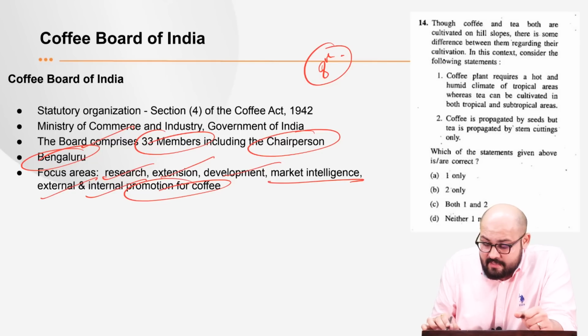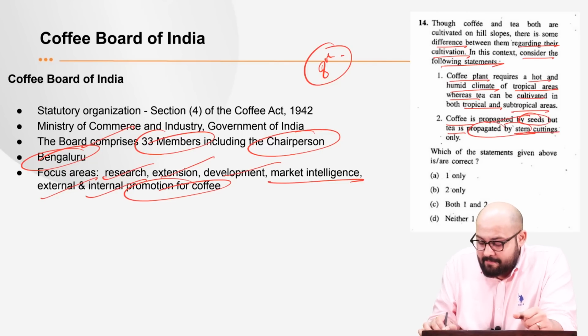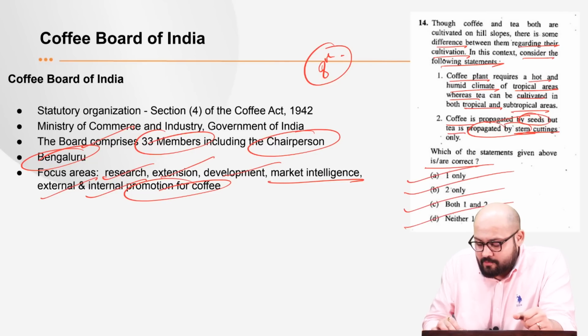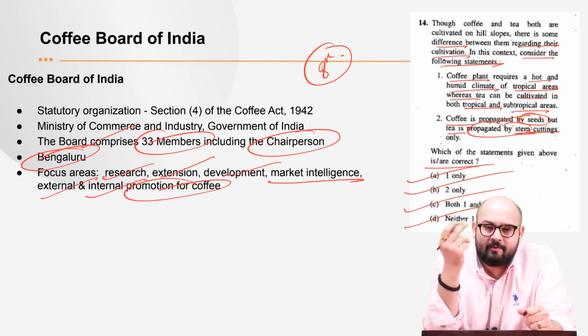Before we go to the next topic, let's have a question in front of you. Though coffee and tea are both cultivated on hill slopes, there is some difference between them regarding their cultivation. In this context, consider the following statements. First, coffee plant requires a hot and humid climate of tropical areas, whereas tea can be cultivated in both tropical and subtropical areas. Second, coffee is propagated by seeds, but tea is propagated by stem cuttings. Which of the statements given above are correct? One only, two only, both one and two, neither one nor two. Let's see who answers first.